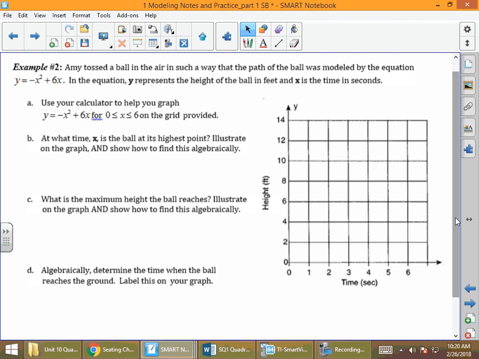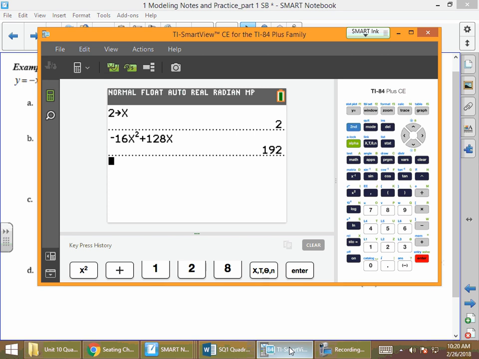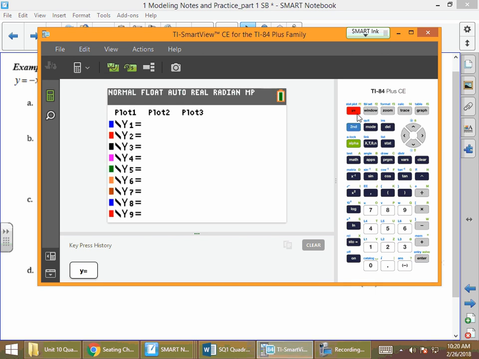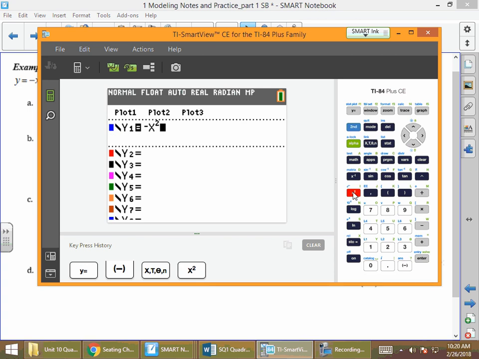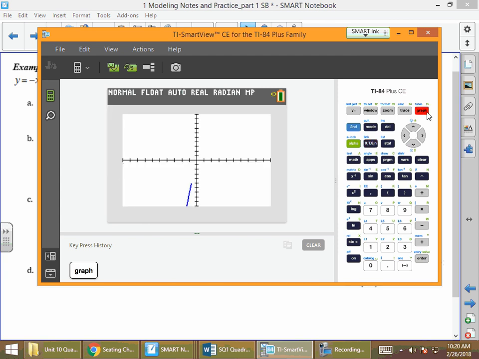And the first thing that we want to do is go to our calculator and type in this function. So we come over here to our calculator, we're going to go to y equals, and we're going to type in -x squared plus 6x. The rest of the sentence said, for 0 less than or equal to x less than or equal to 6. But let's look at the picture here. There's our picture. But what we really just want are the points from 0 to 6.